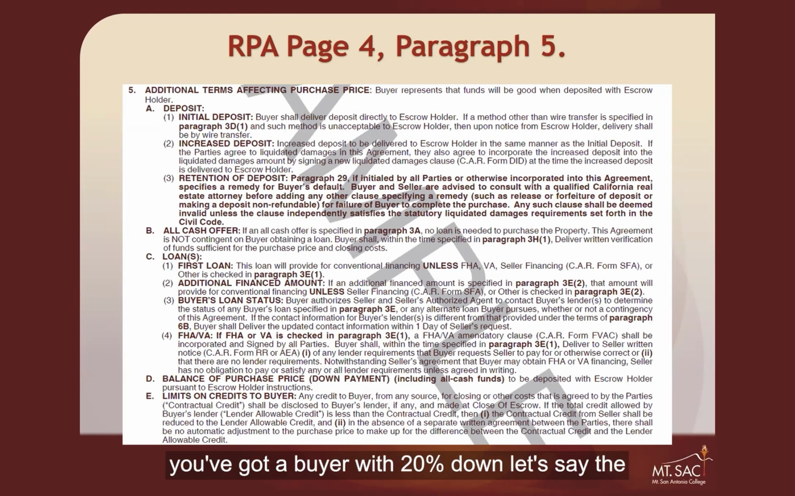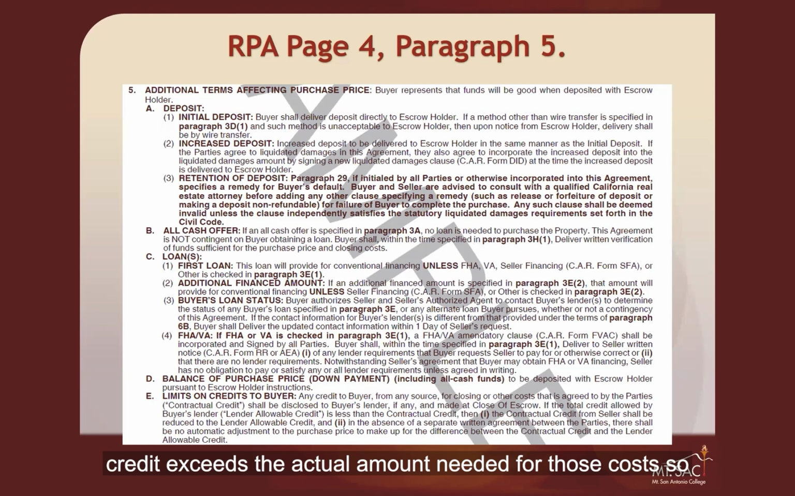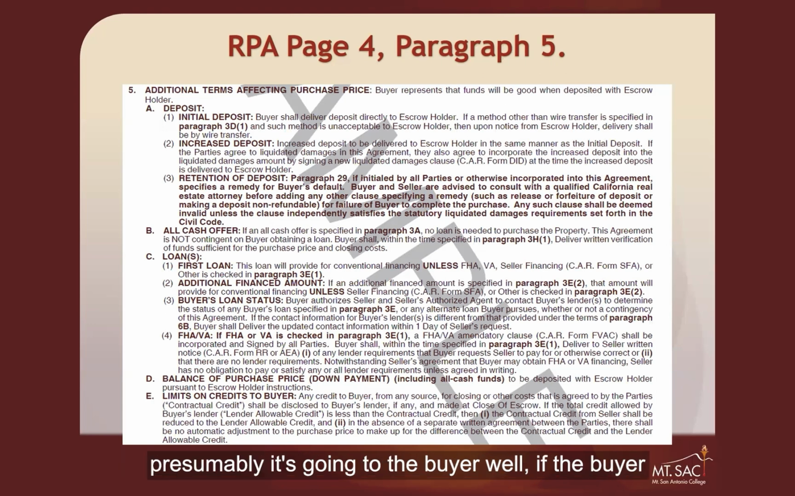Well, let's say you've got a buyer with 20% down. And let's say the seller is giving a credit for closing costs, but that credit exceeds the actual amount needed for those costs. So presumably it's going to the buyer. Well, if the buyer is pocketing that excess credit, then their 20% down really isn't 20% down. It's like 19.85% down or something, right? And that's going to trigger a problem with the loan.